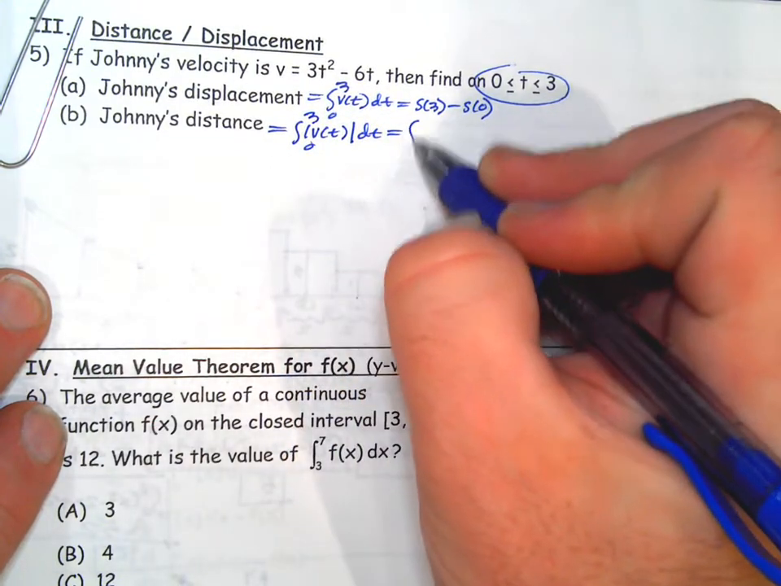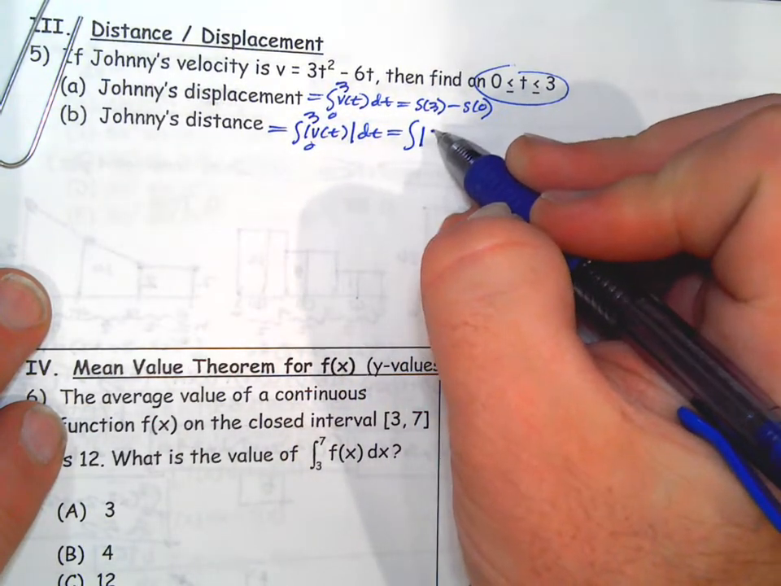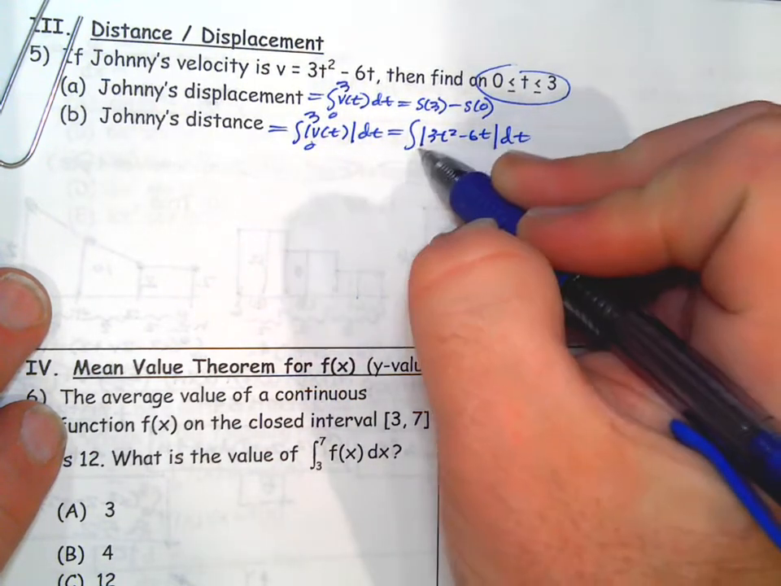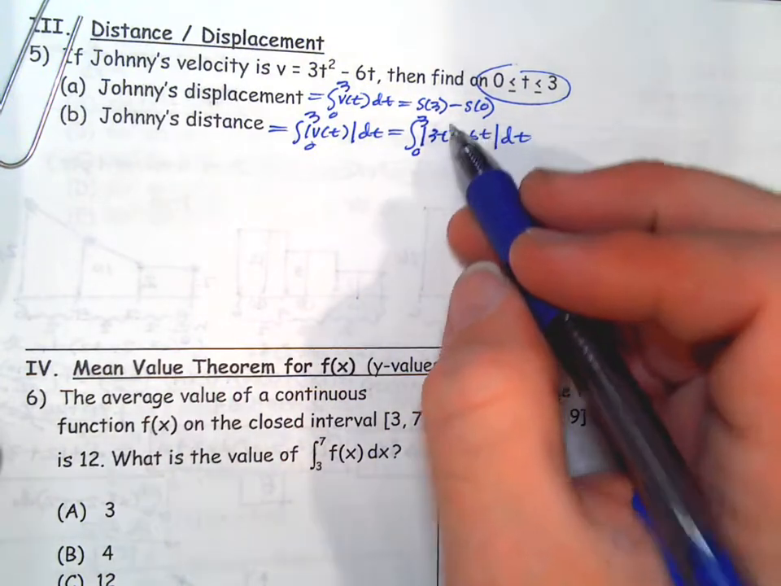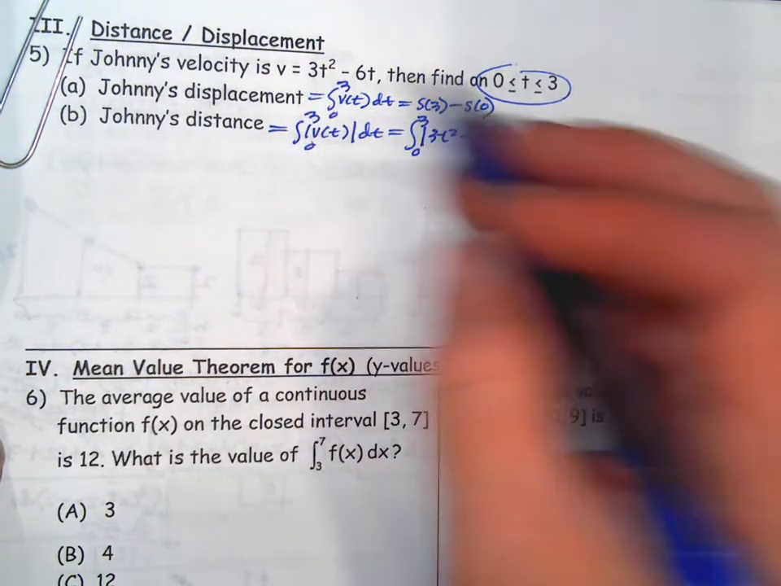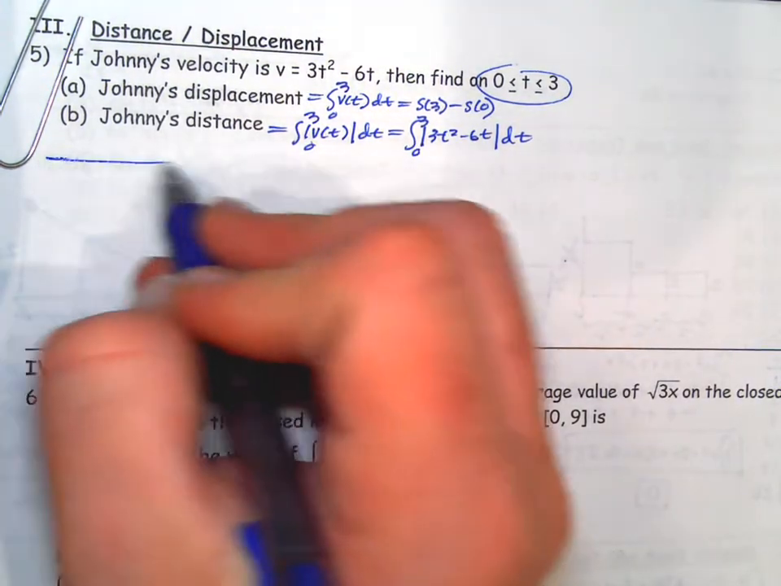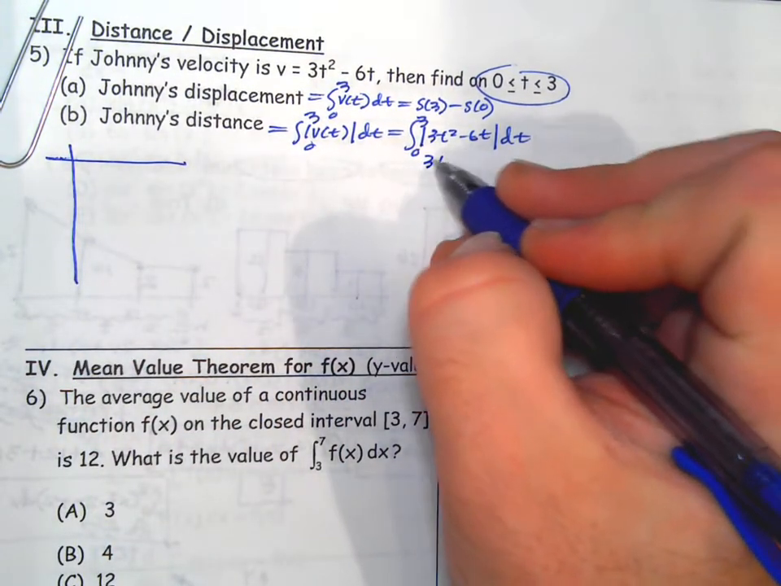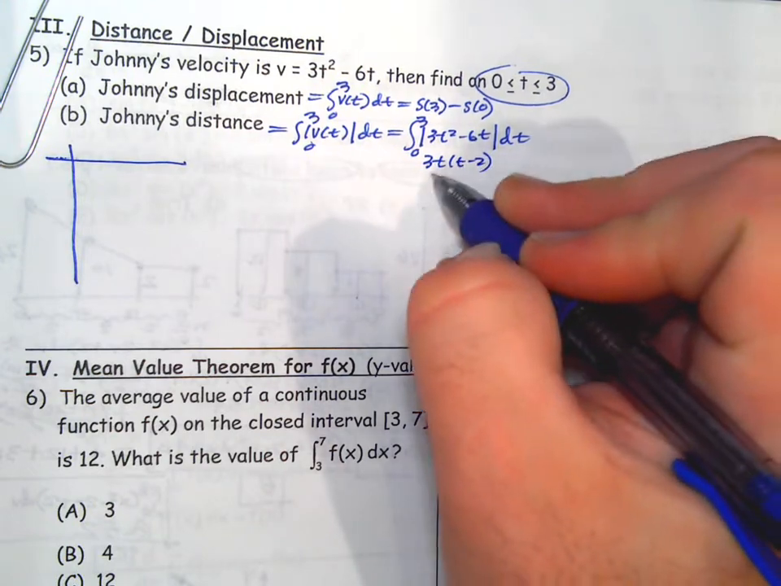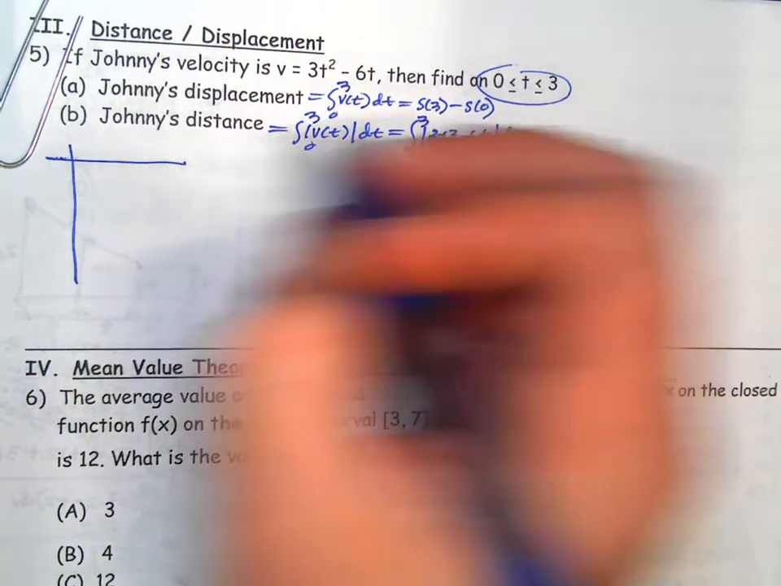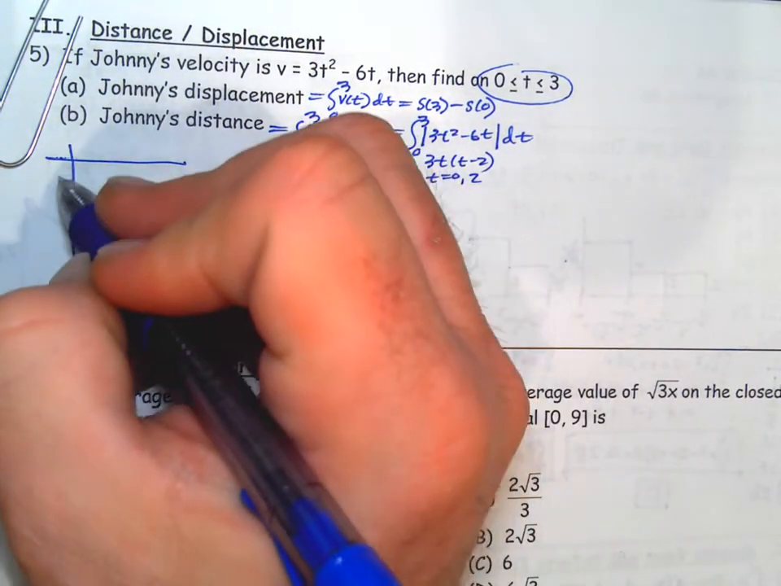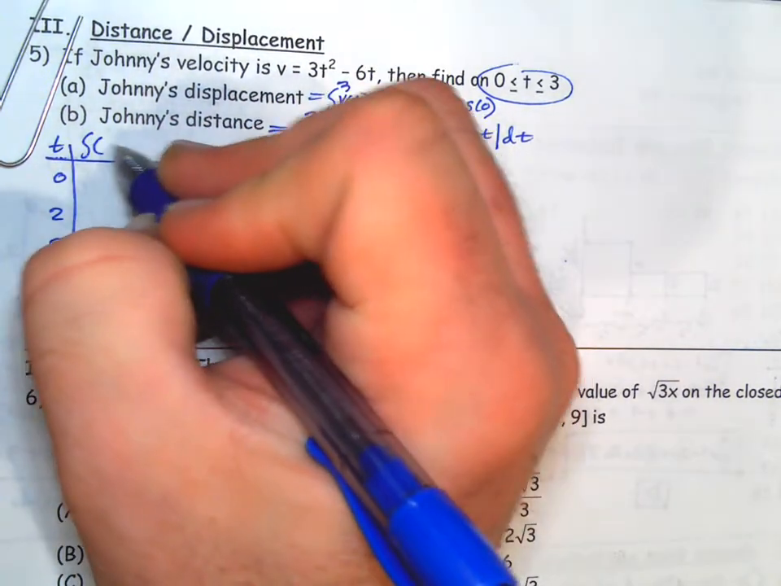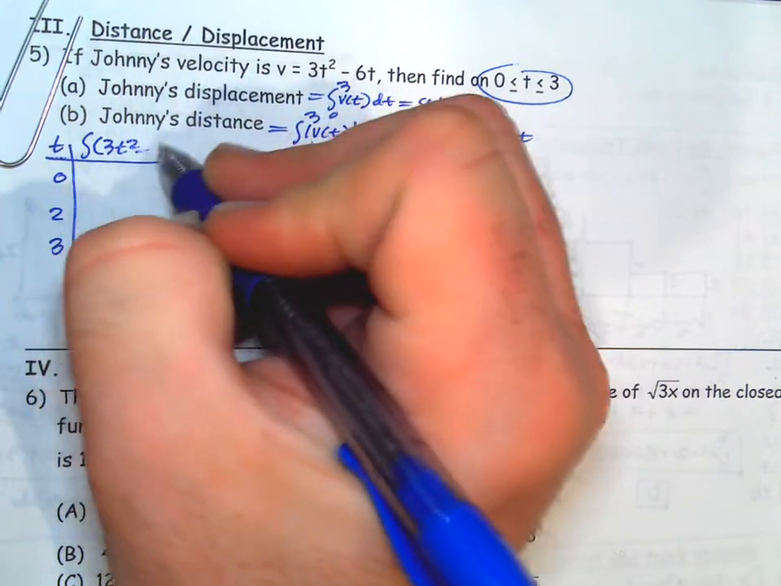And this is going to be the integral of speed. So that's going to be the integral of the absolute value of 3t squared minus 6t dt from 0 to 3. So both of these are going to involve the integral of the same thing. So the table, you would want to find the zeros. So t equals 0 and 2. So you got to break it up 0, 2, and 3. And then we're going to integrate velocity without the absolute values.